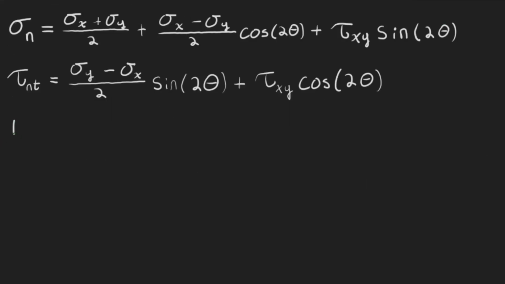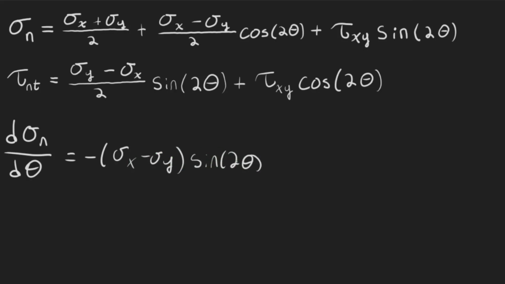So we go ahead and take the derivative of our normal stress with respect to theta. This first term is just going to go to 0. This second term is going to give us a negative sigma x minus sigma y sine of 2 theta, because the 2 is going to come out and cancel with this 1/2 because of the chain rule. The derivative of the cosine is negative sine. And for the other term, we're going to get a plus 2 times our shear times the cosine of 2 theta. Again, this 2 comes out because of the chain rule. And now we set this equal to 0.